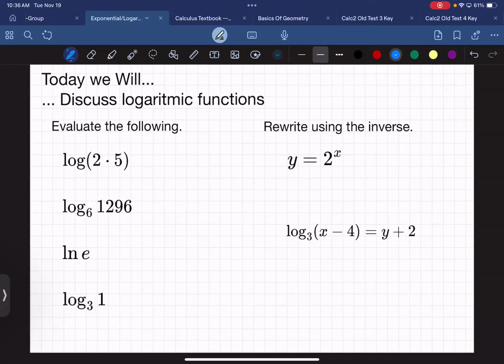With that said, what do I do with this one here? Log of 2 times 5. What would someone do to start that problem? Order of operations, right? Multiply what's inside. So that's where we get log of 10. What does the log of 10 equal though?